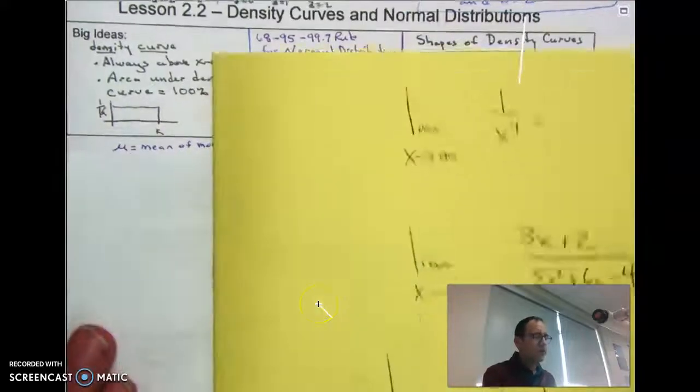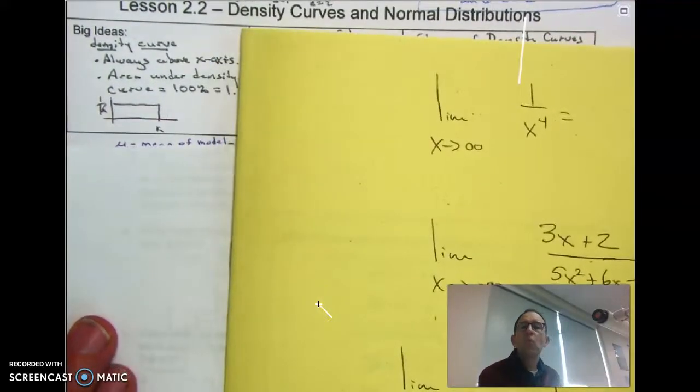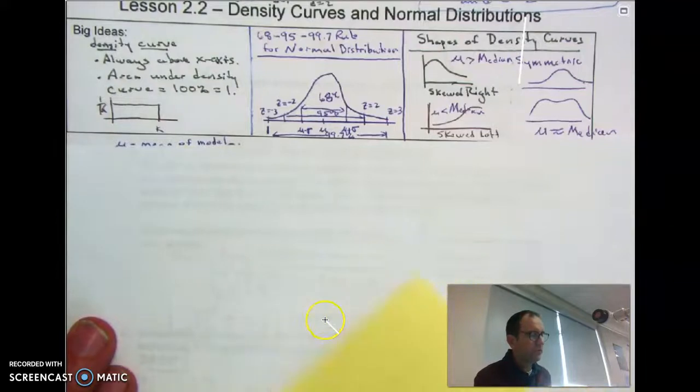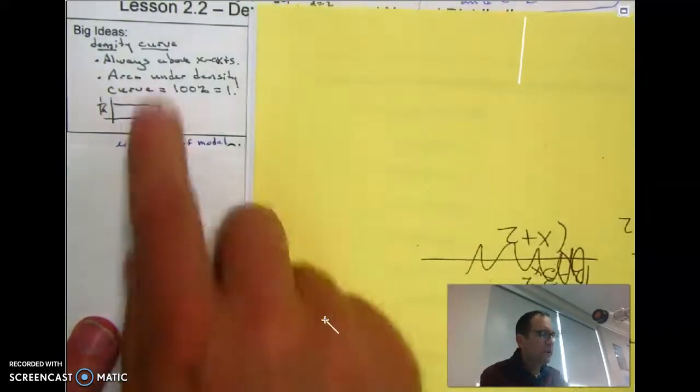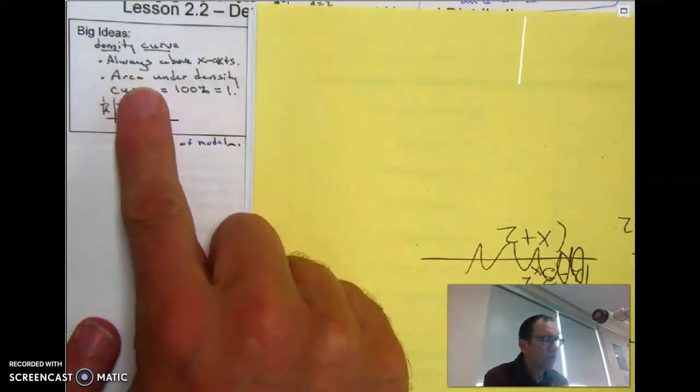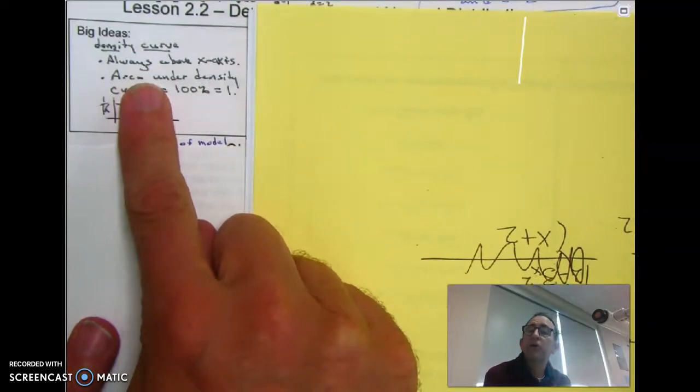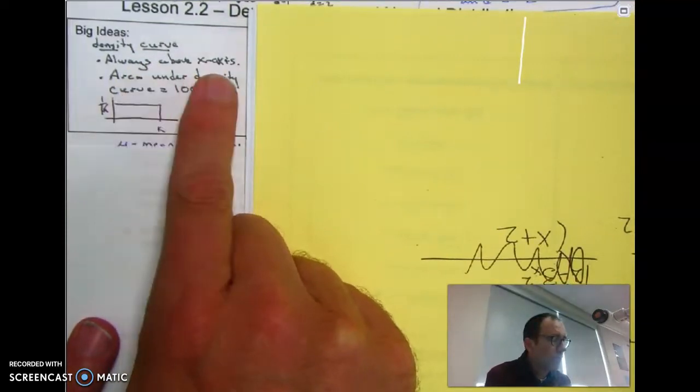So today we learned about three ideas. Well, really two ideas, and we reviewed a third. So the first idea was the idea of a density curve. So instead of drawing all of those histograms, we could just draw a curve over the whole region.